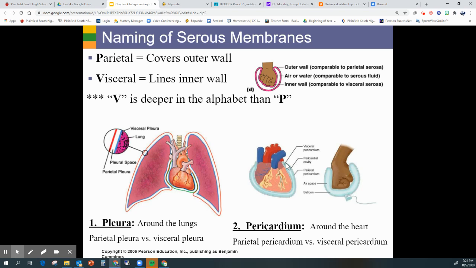You can have what's referred to as an infection of this serous fluid on the inside. All right. And depending on where we find it, these two tissues are referred to by the organ that they're around. So there's the pleura. So there will be the parietal pleura or the visceral pleura. That's directly around the lungs. And then there's a pericardium. The parietal pericardium or visceral pericardium is the one around the heart.